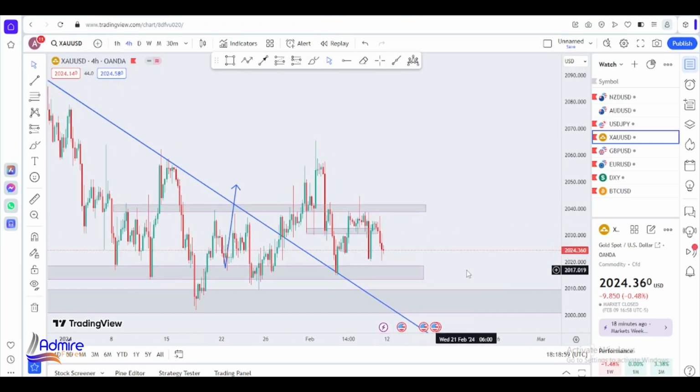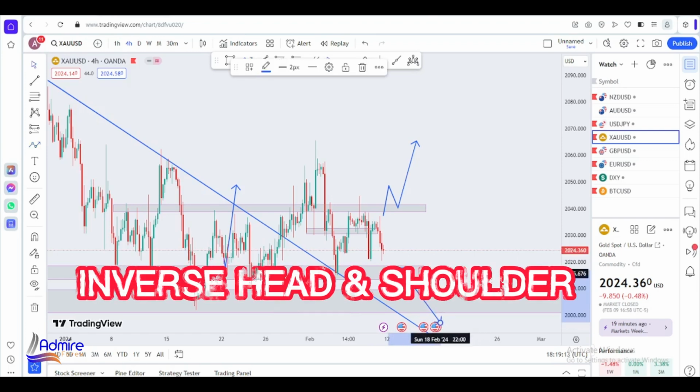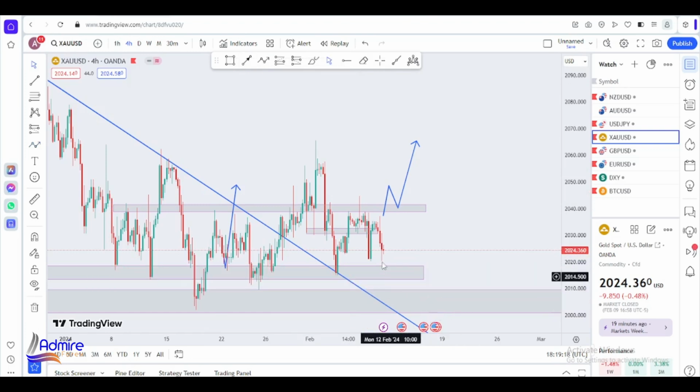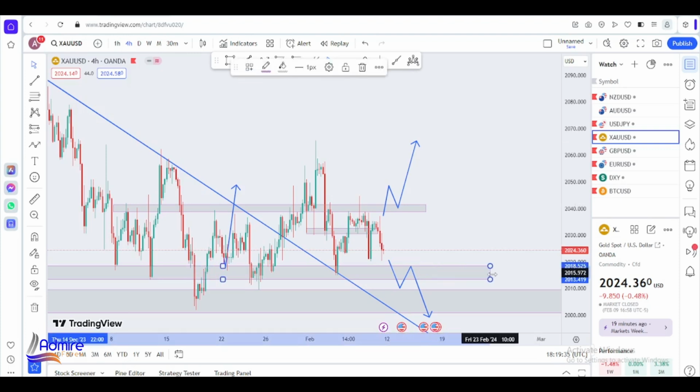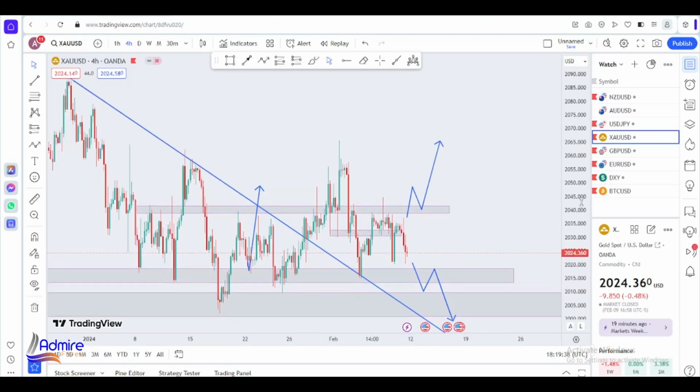So anything could happen at this stage. We are looking at whether price could break out of these highs and continue to the upside, or price could clear these lows and continue to the downside. Let me use this order. The price could break out like so, retest here and continue to the downside. As it stands, we won't be making any entry until price clears either of these zones, either to the upside or to the downside.